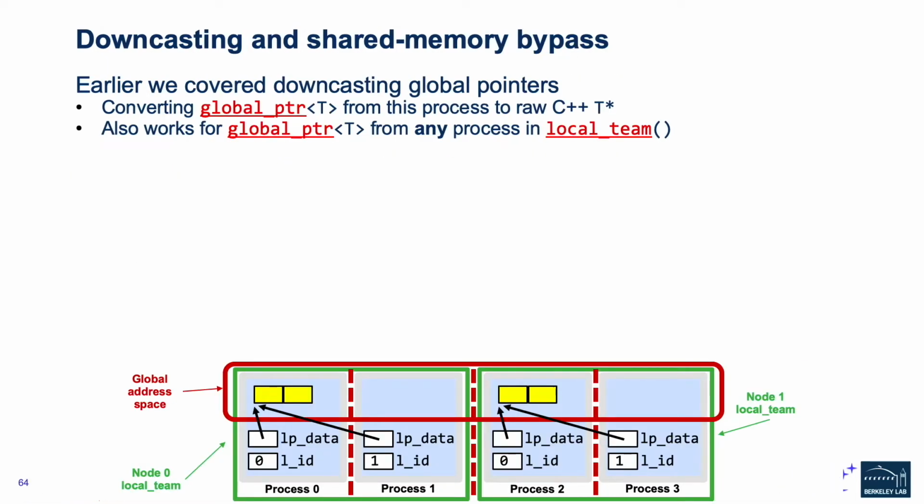To access an object that lives in the shared segment on another process in the same team, what we actually need to do is obtain a global pointer to that object, and then we're allowed to downcast it. We covered downcasting of global pointers before, and we mentioned that the requirement for the validity of that is that you have to have direct load store access to that object. And that is the case for the processes that are within the same local team. So let's take a look at an example of doing that.